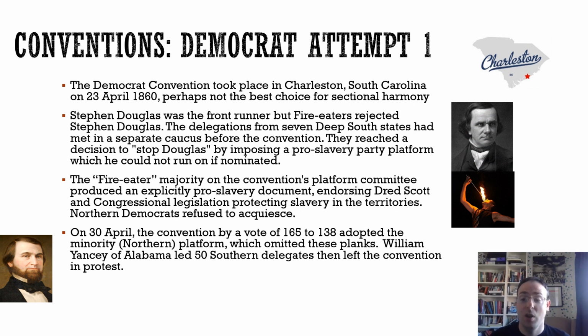But the mathematics meant that a Northern platform was adopted, which is more in line with what Douglas wanted.